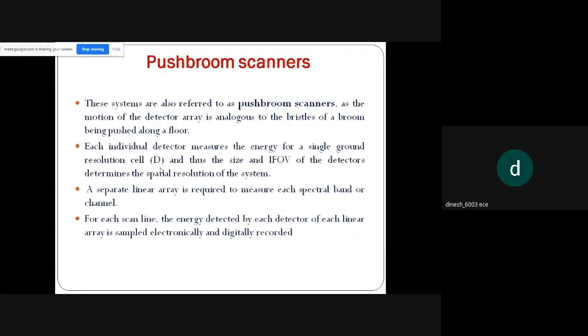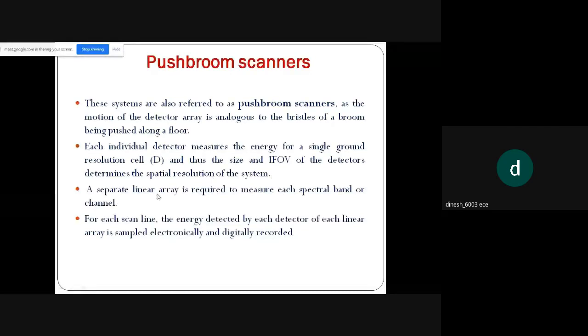Then we have the push broom scanners. These are also referred to as push broom scanners, as the motion of the detector array is analogous to the bristles of a broom being pushed along a floor. So each individual detector measures the energy for a single ground resolution cell D, and thus the size and IFOV of the detectors determines the spatial resolution of the system.